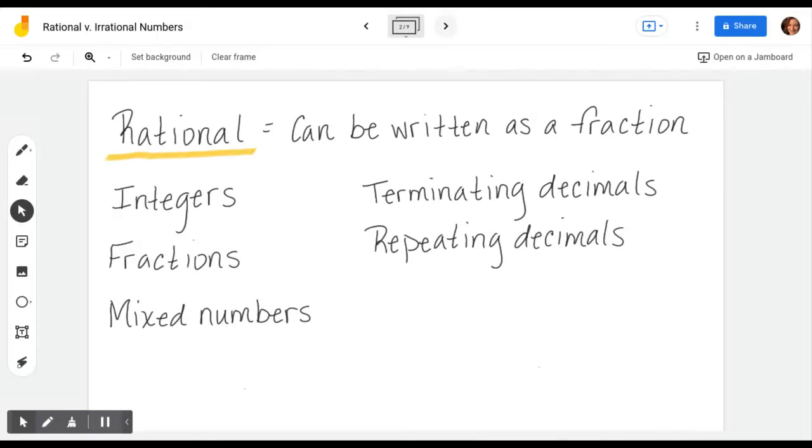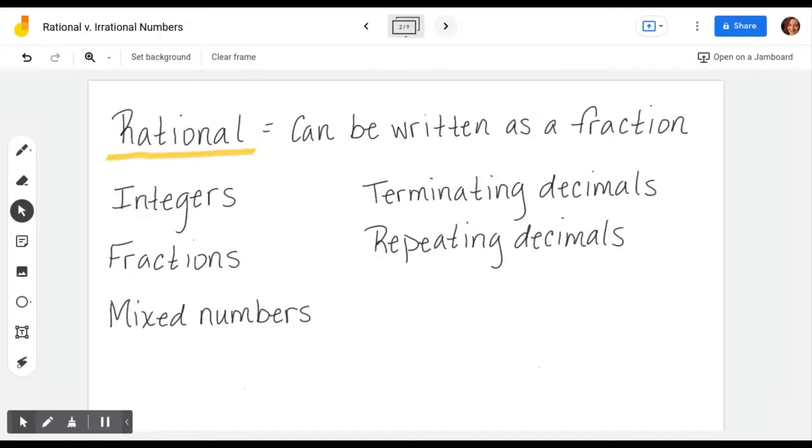A rational number, I see the word ratio in that. And when I think of ratio, I think of two numbers that are being compared. A lot of times you compare two numbers with fractions. So rational just means you can write that number as a fraction. All integers are rational. So negative numbers, 0, positive numbers. Integers do not have fractions and decimals, but integers are rationals.